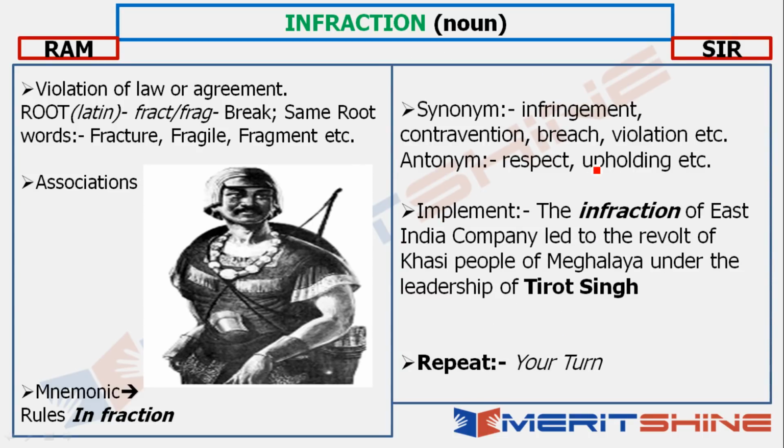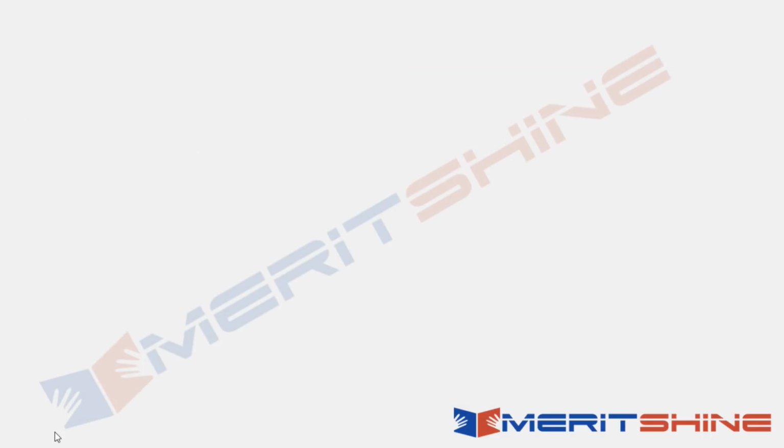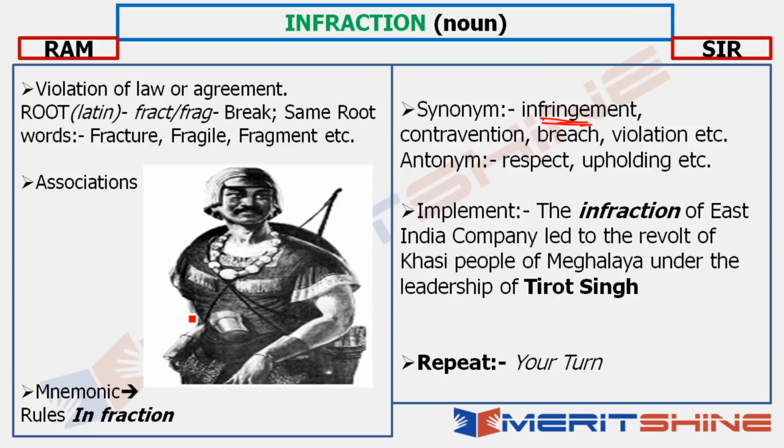So the word for this activity, let's see, synonym, infringement. So, infraction. Acha, the mnemonic I missed. Something where you do rules infraction. Now, what do we mean by rules infraction? See, when you break rules, then you are doing rules infraction. That is infraction. So that was the mnemonic. Synonyms: infringement, contravention, breach, violation. What are the antonyms? Respect, upholding, respecting the agreement, upholding the agreement.